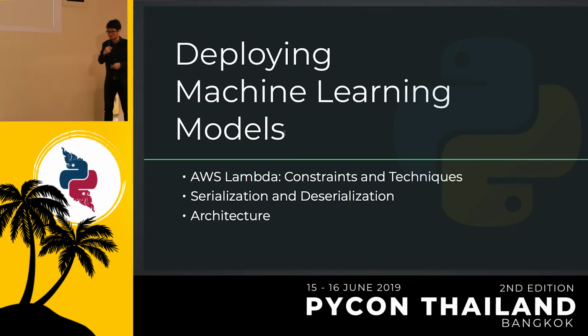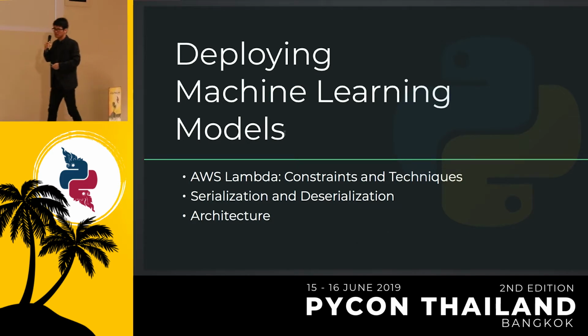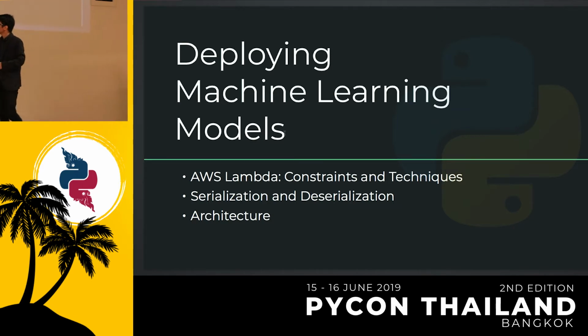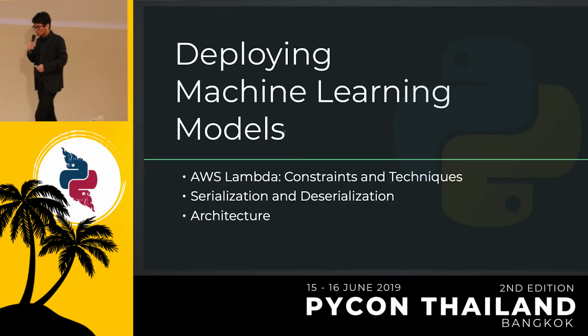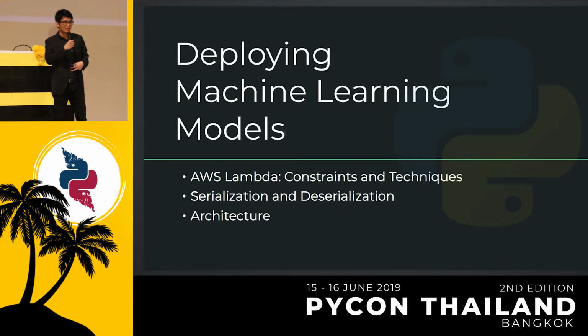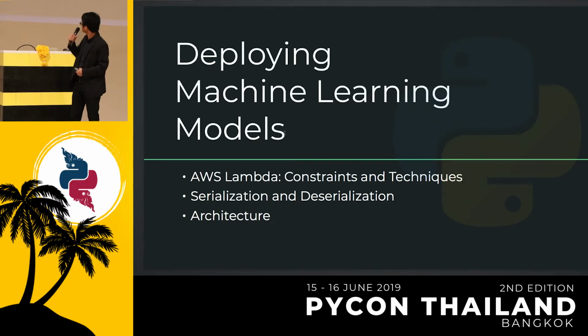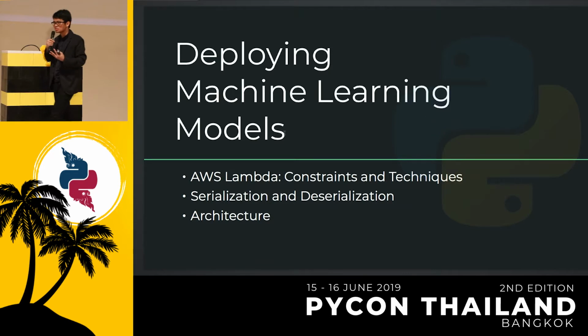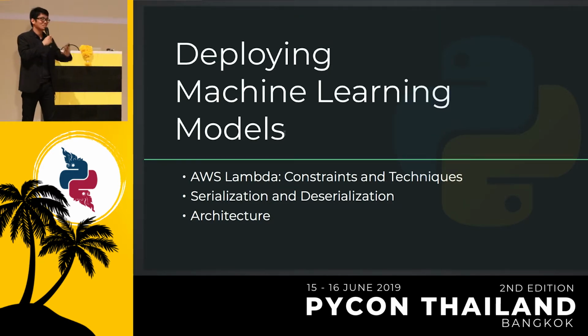All right, so part 3. Deploying machine learning models. For this one, we're going to use AWS Lambda as an example. With AWS Lambda, I'm going to talk about the constraints and techniques on how to deal with these constraints. I'm also going to talk about serialization and deserialization. And then finally, the architecture.